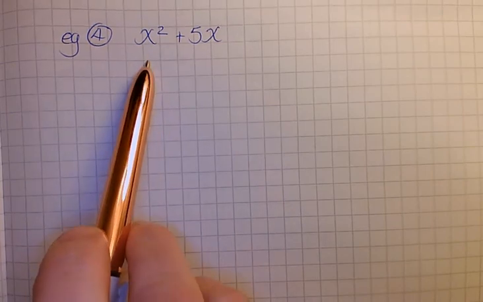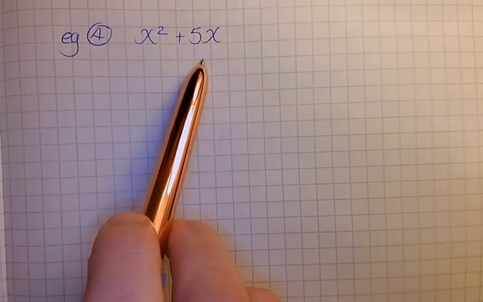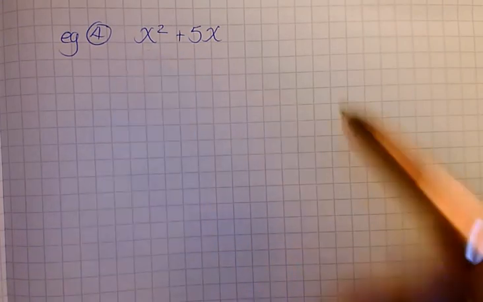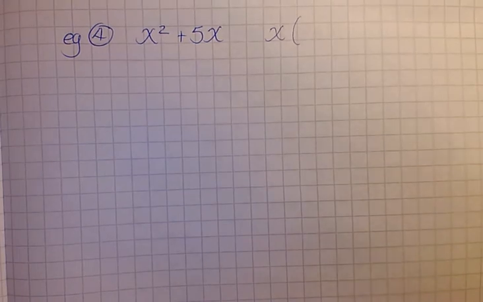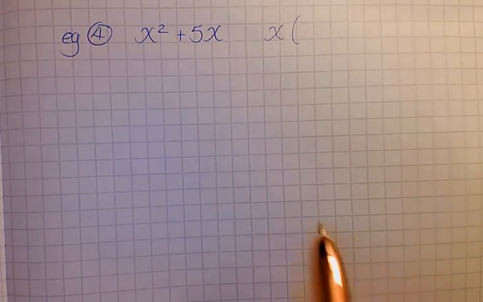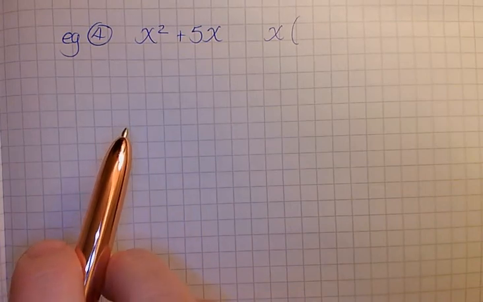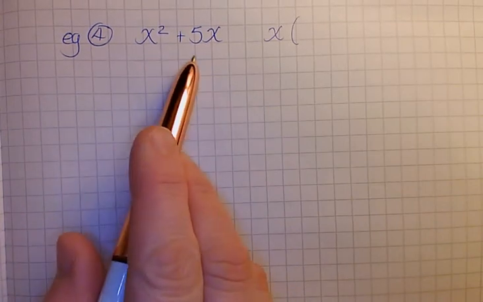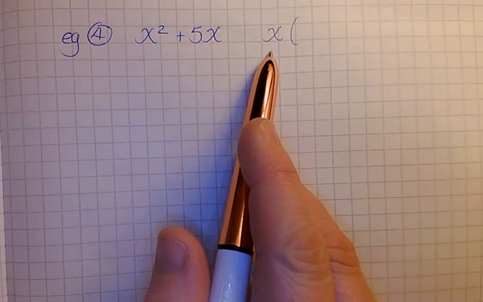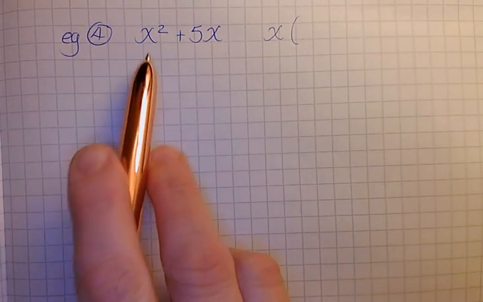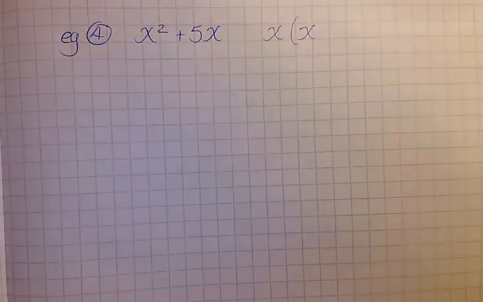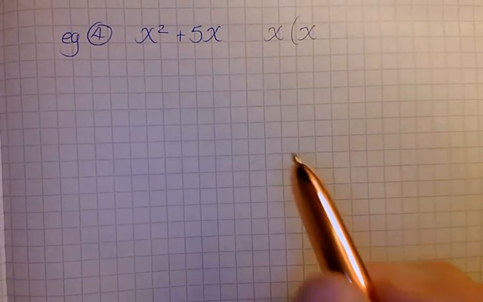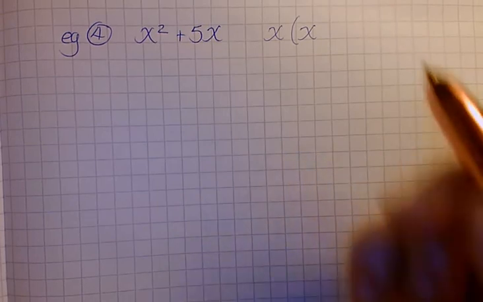Now we've got an x squared here and we've got a 5x here. So we know that there's an x in both of these terms that we could remove as a common factor out of the bracket. So then we need to think about exactly the same method as before. We're going to divide each of these terms by the x that we've got here. So x squared divided by x leaves us just with x, and then 5x divided by x leaves us just with 5.